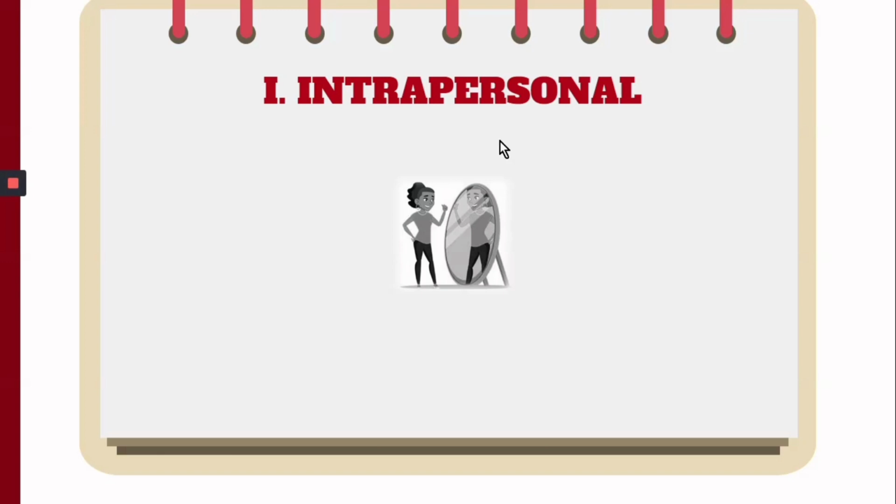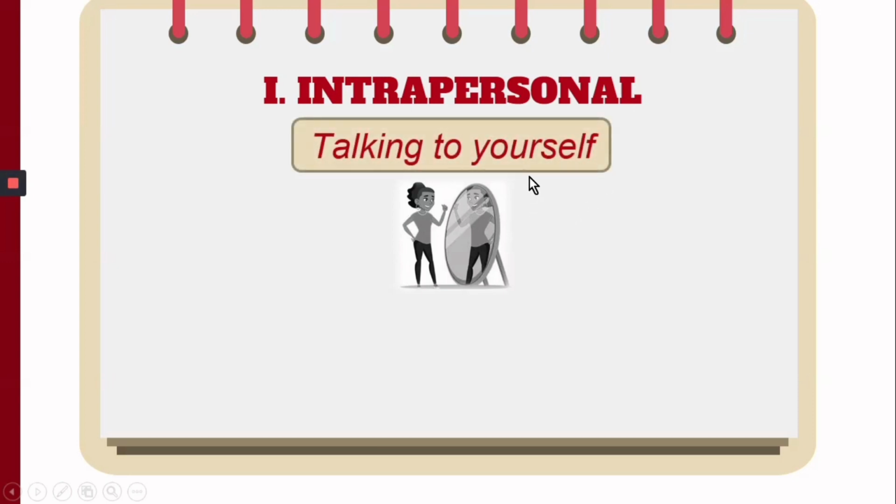The first type of communication is the intrapersonal communication. Intrapersonal is when you are talking to yourself, meaning you are both the speaker and listener. You speak to yourself and you listen to yourself. You can imagine this process like you are talking to yourself in front of a mirror. And yes, this is absolutely normal.